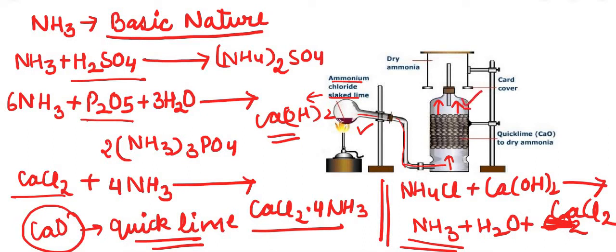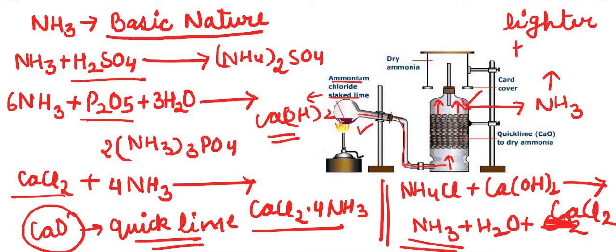So in the upward portion there is ammonia gas, because we know that ammonia is lighter than air. We can collect it on the upward portion because ammonia goes upwards and the air goes downwards. So it shows the downward displacement of air. The air goes downwards from that.